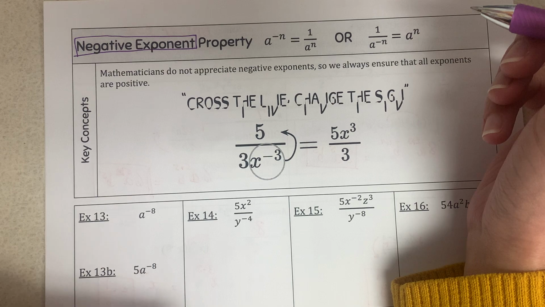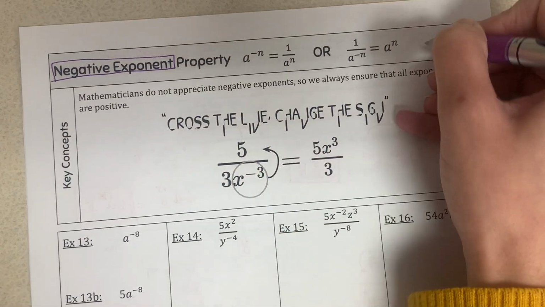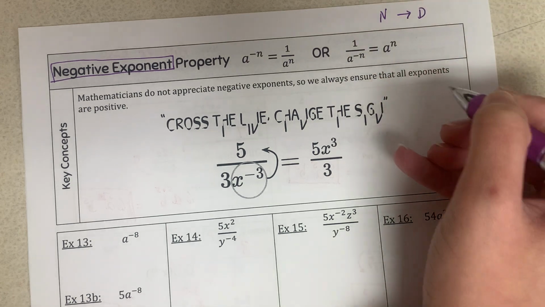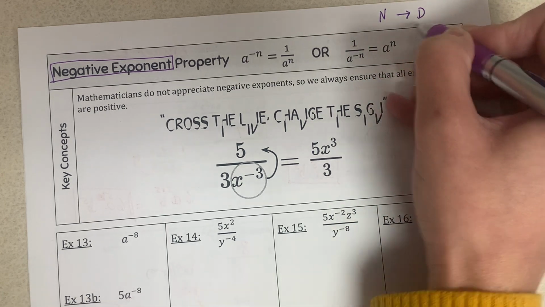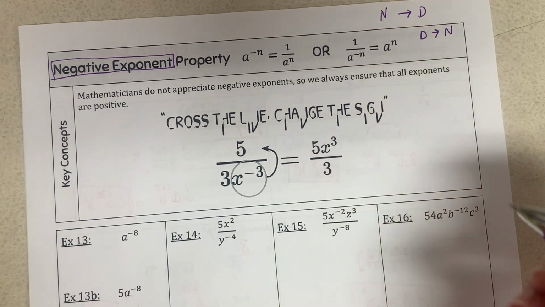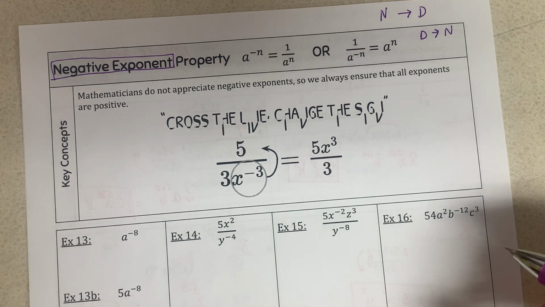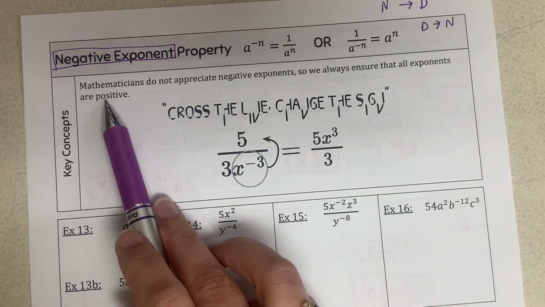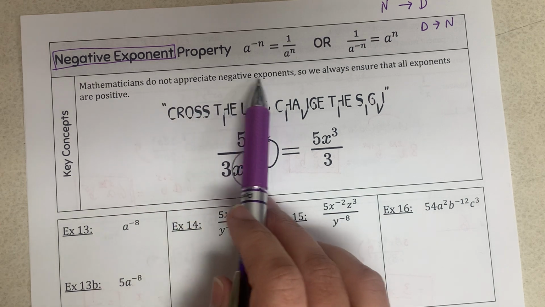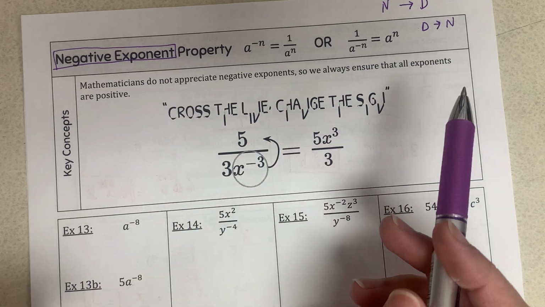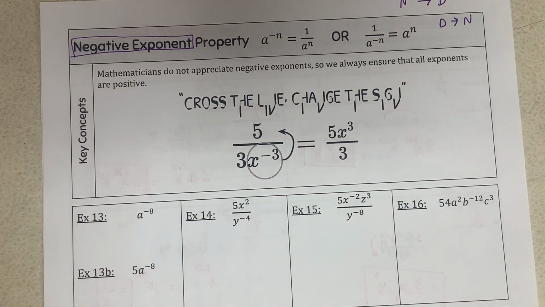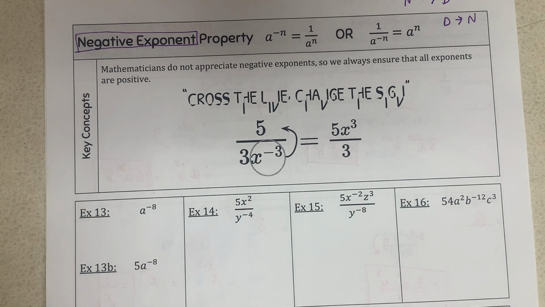When I say flip its position, that means from numerator, you make it to denominator. And then if it's already in the denominator, you make it to a numerator. So it's just like you write as a fraction. The mathematicians, they do not appreciate negative exponents. So you're not going to see negative exponents. That's not how they normally write the numbers. You're going to see them positive.